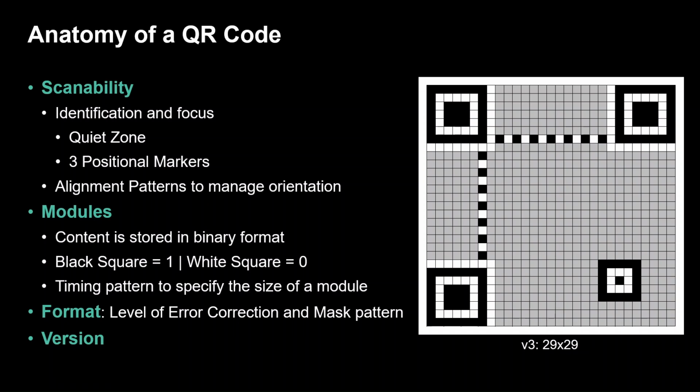You also have the timing pattern, these dotted lines that help to specify the size of a module, and the modules are the basic squares where you encode the data. You also have some reserved parts in the QR code that store the version and the format, and in the format you will have specified the level of error correction and also the mask pattern. Then we start filling the code starting from the bottom right square, so this was a 0, a 1, and then it goes this way in a zigzag, etc.